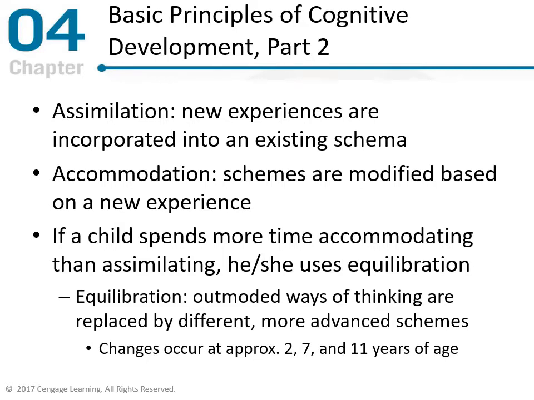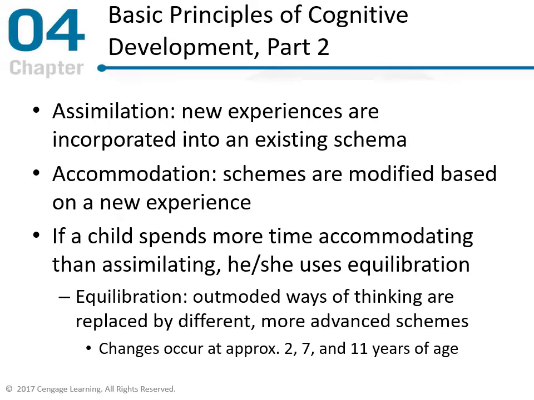So with equilibration, an example is that a lot of times in math or science you're taught a new concept, but you don't even understand the original concept. So if you were going to be taught Algebra 2, but you never learned any algebra, you don't have a scheme for algebra. So how would you even know Algebra 2? So that's what you've learned.